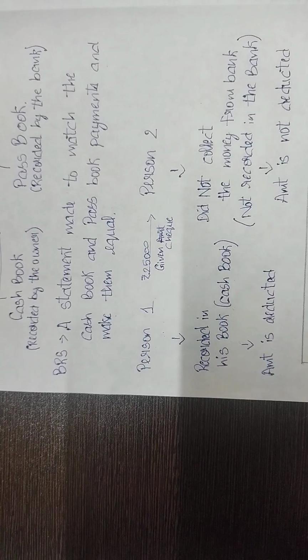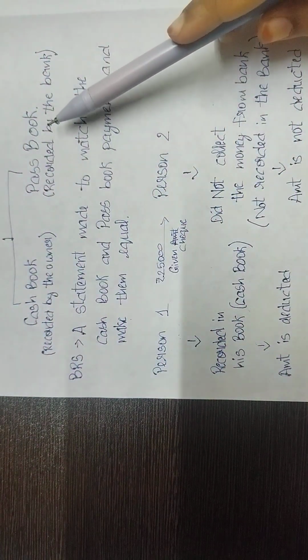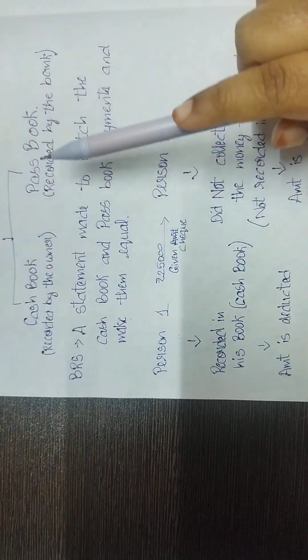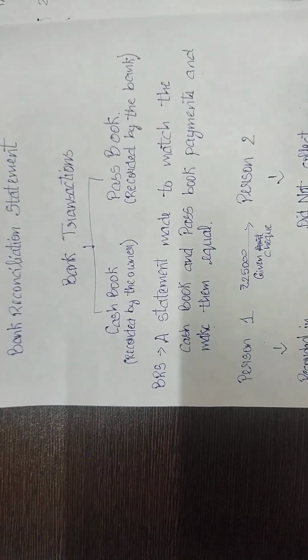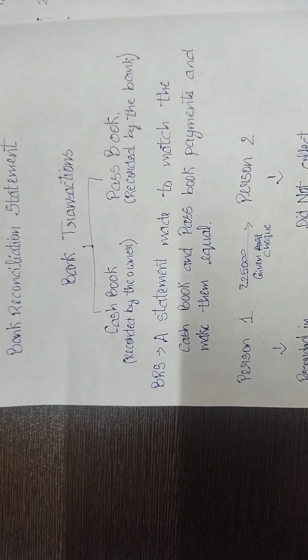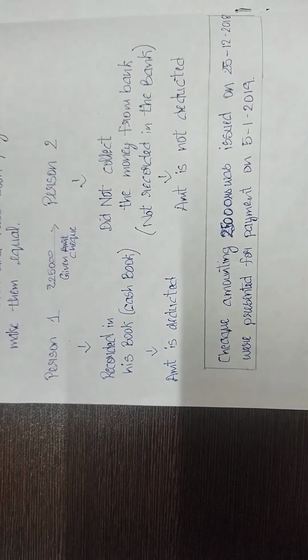So, according to person 1, the amount is deducted from his bank balance. But according to person 2 and the bank, the amount is not deducted. So, the difference is shown in the cash book but still not shown in the passbook. The difference between the cash book and passbook is reconciled using the Bank Reconciliation Statement. It is the statement made to match the cash book and passbook payments and make them equal. So here is an example which you'll get in a question.